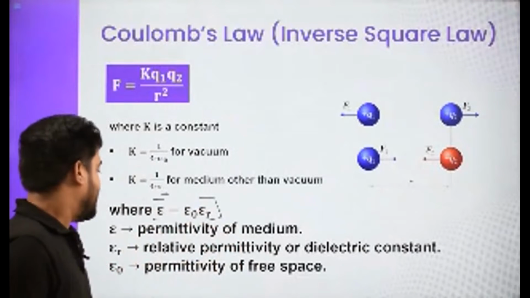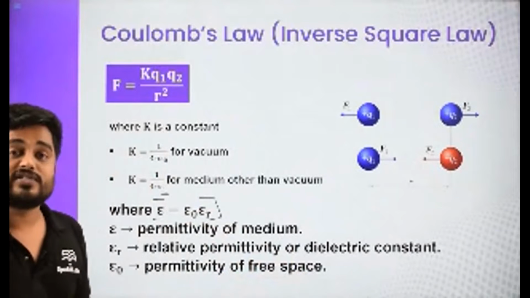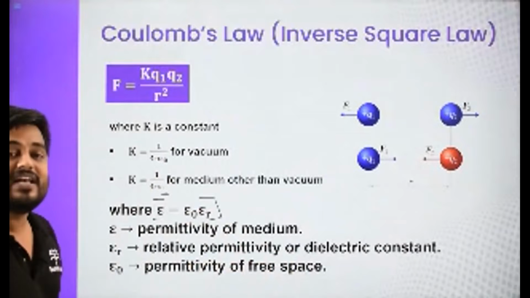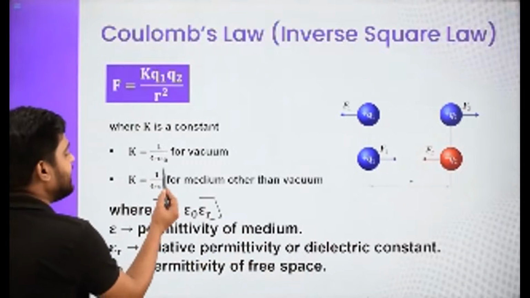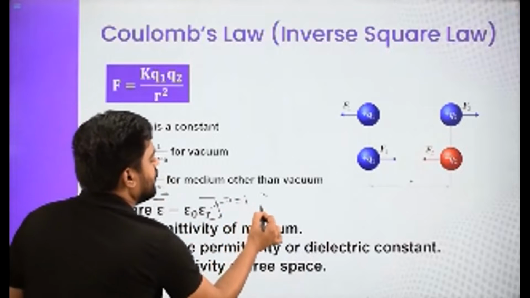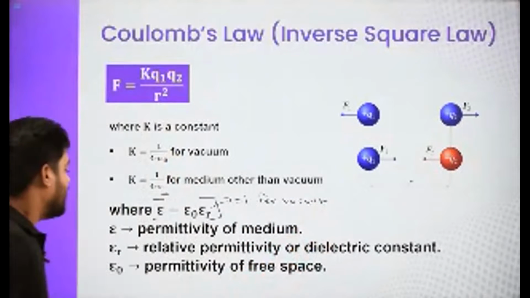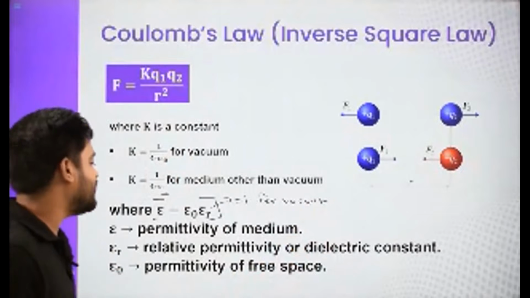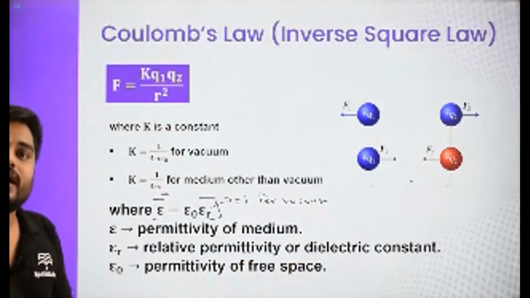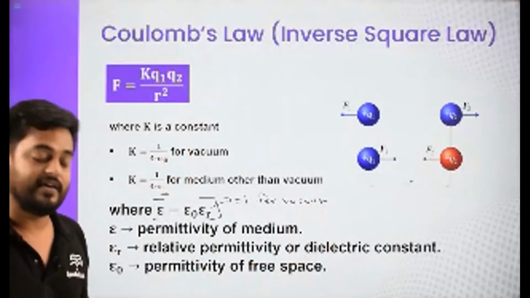The permittivity of any medium is given by epsilon naught times epsilon r. What is epsilon naught? Epsilon naught is the permittivity of free space, or we can also say permittivity of vacuum. When the medium itself is vacuum, this epsilon is epsilon naught and epsilon r is 1. What about epsilon r? Epsilon r is known as the relative permittivity or dielectric constant of the medium which is not vacuum. For vacuum, this value epsilon r is nothing but 1.